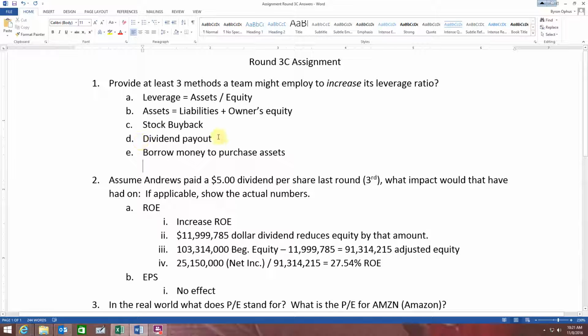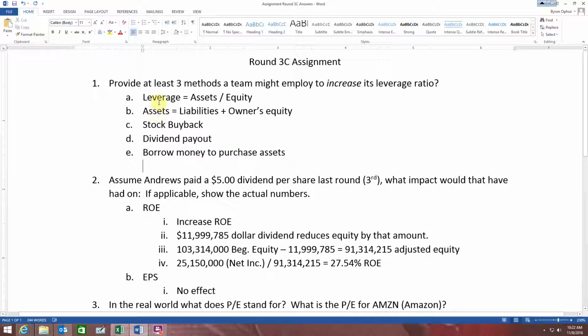A dividend payout. Well, let's take that back. Does it affect owner's equity? Yes, it does. And like a stock buyback, it is very much the same. In fact, it's identical in terms of how it's going to affect this leverage ratio, because we're going to reduce assets because it's going to take cash, and we're going to reduce owner's equity by a commensurate amount. So it'd be exactly the same as the stock buyback. Then the third one I have is borrow money to purchase assets.